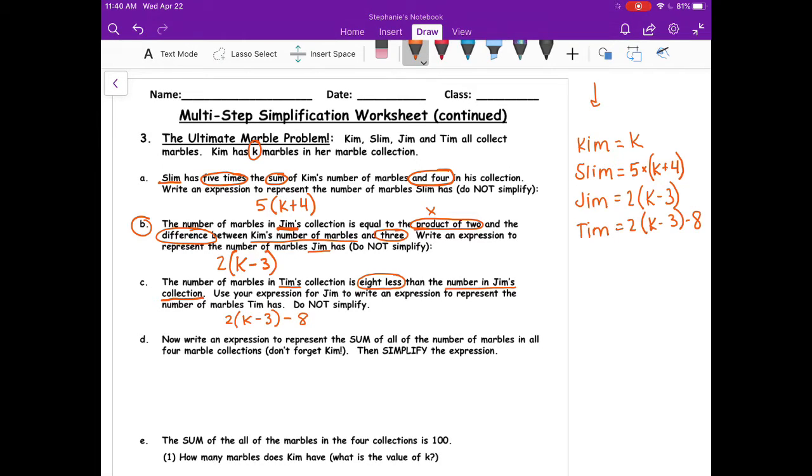Now, write an expression to represent the sum of all of the number of marbles in all 4 marble collections. Don't forget Kim. This is where us writing the names of each of our characters and keeping track on the side helps us. Okay? So, sum, that's plus. I'm going to add all of my different expressions here. K, 5 times K plus 4, 2 times K minus 3, and 2 times K minus 3 minus 8. I'm going to add them all together and then simplify them.